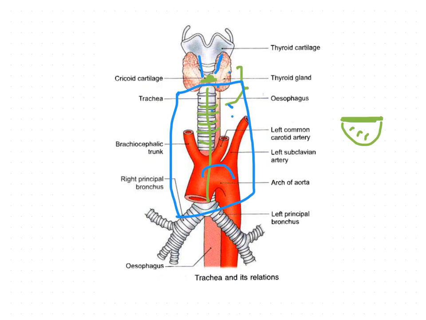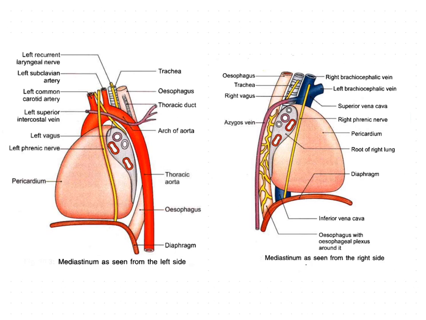Now posteriorly, and we can also see the lateral aspects. Posteriorly, we can see both the left side as well as the right side. Behind this trachea you can see the esophagus very clearly. Behind the esophagus, the vertebral column is present. These are the two structures related posteriorly.